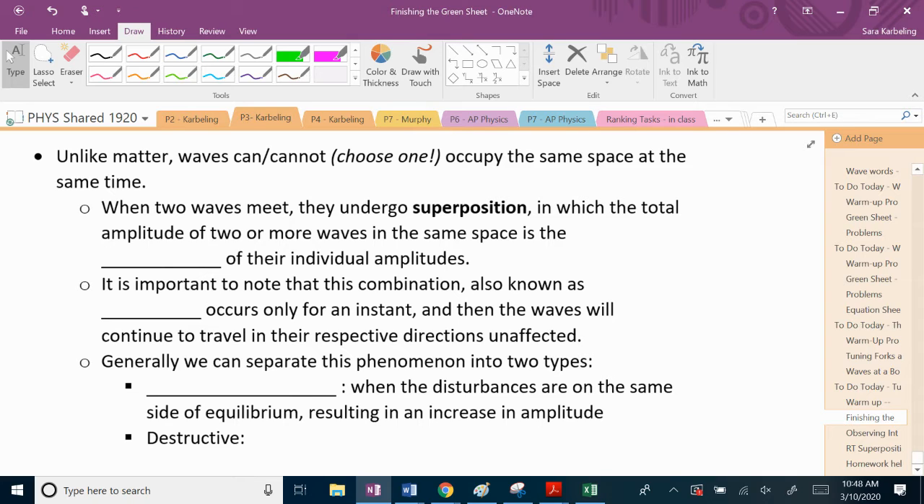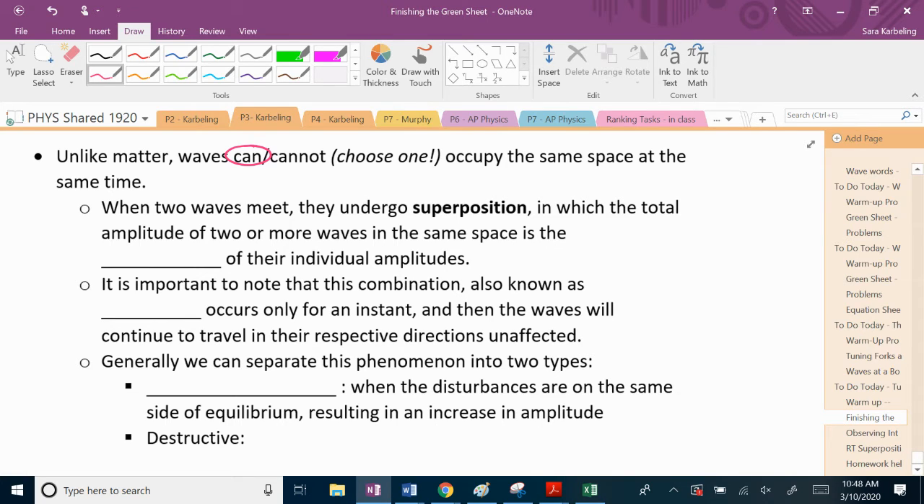Resounding answer was what? No. I said it too, didn't you? Yeah, she did. No is the answer. So, given that and knowing that it's unlike matter, waves what? What's the answer there? Can. Holy cow. It's amazing, you guys. Waves can indeed occupy the same space at the same time. That's great. When two waves meet, we're reading this together.